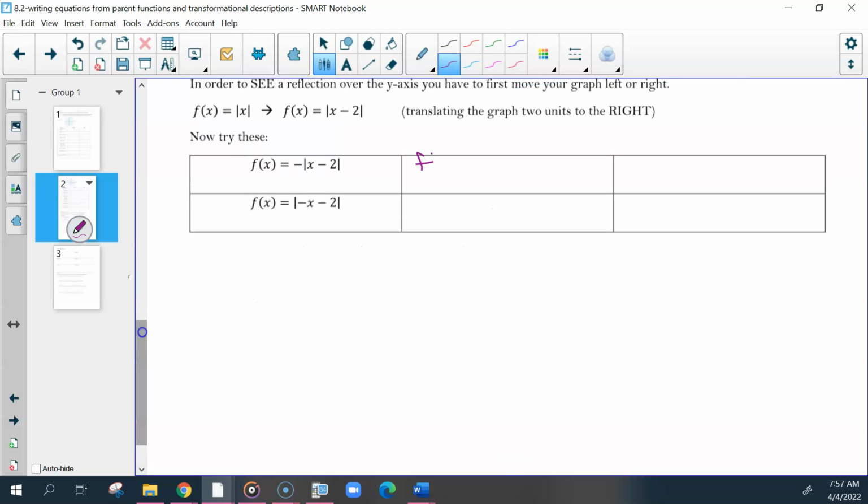This would be flip upside down and move or translate 2 units to the right. And then that would be what changed. The actual rule for that would be your reflect over x-axis and translate 2 units to the right.